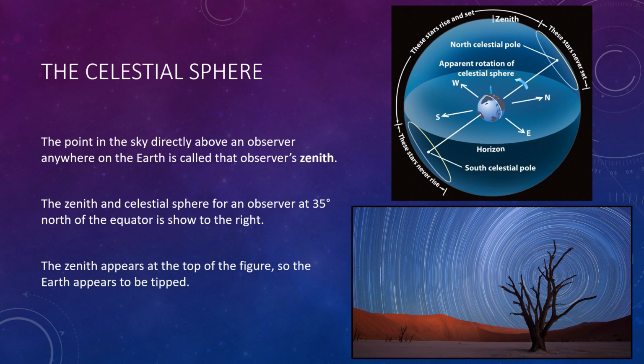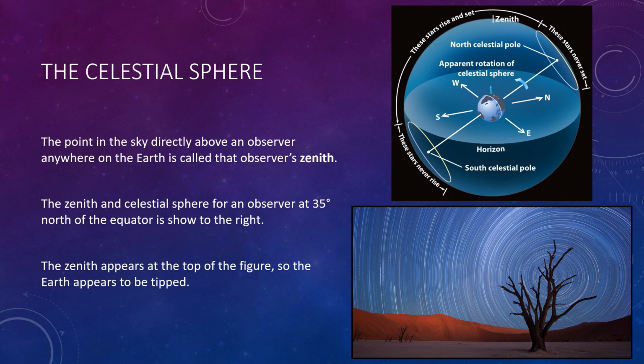So the point in the sky directly above an observer, it doesn't matter whoever's looking out into the night sky, the point directly above you is what we call the zenith. As you move across the Earth, your zenith changes position. Your zenith is different from everybody else's zenith, but it's just a name that we give the point directly above the observer.